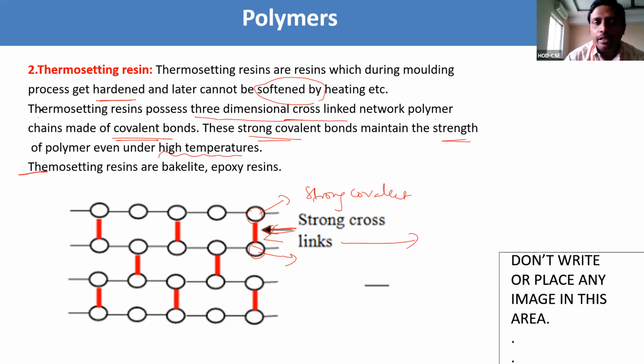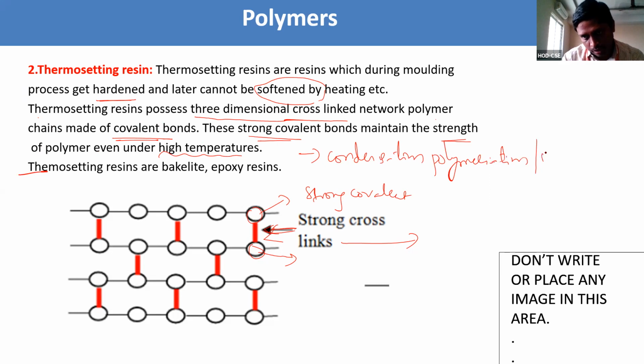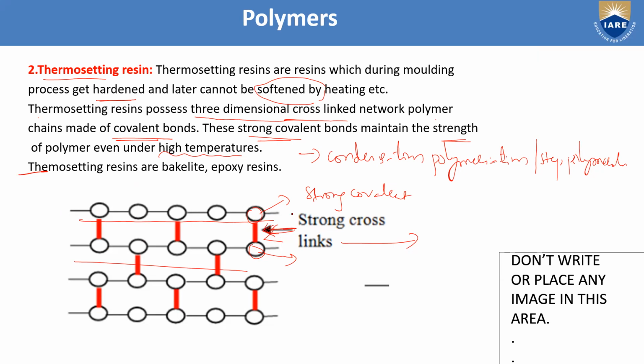These thermosetting resins are prepared by condensation polymerization, also called step polymerization. The reason why thermosetting resins are hard and cannot be converted into soft is the bond present between the polymer chains. In between the polymer chains, the bond is a strong covalent bond. We cannot break this bond even at high temperatures.